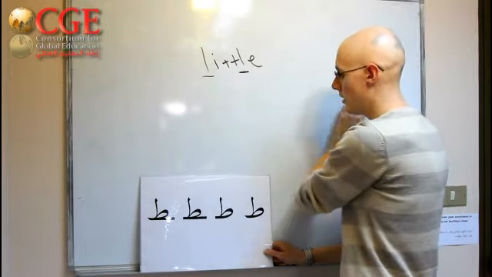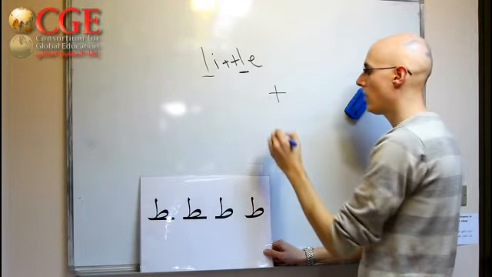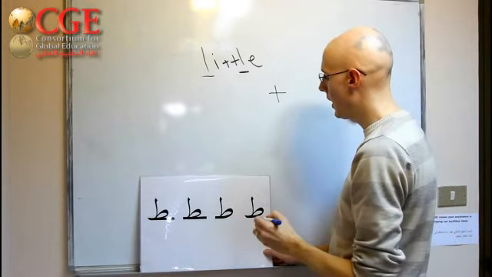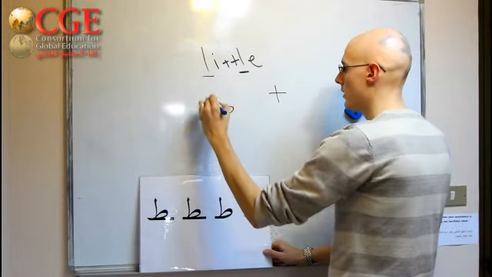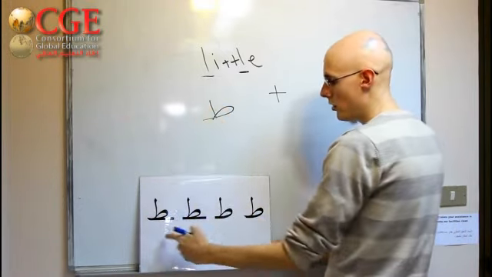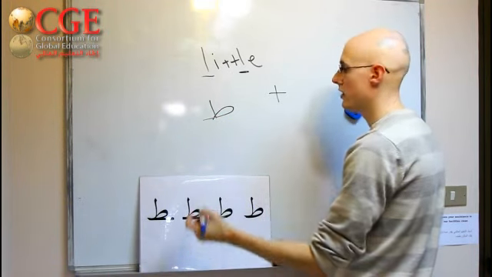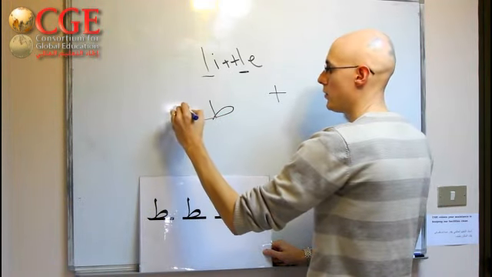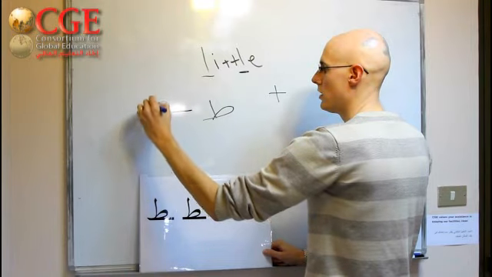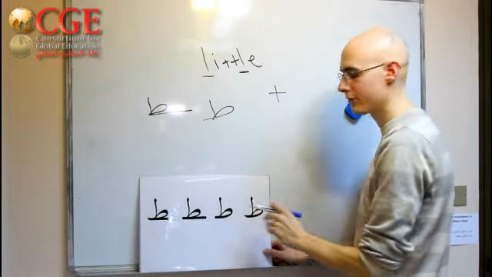Now, this is a velar T. Do. And it is written like this. Notice that this does not have a tail like its brothers. When it ends a word, you just stop.